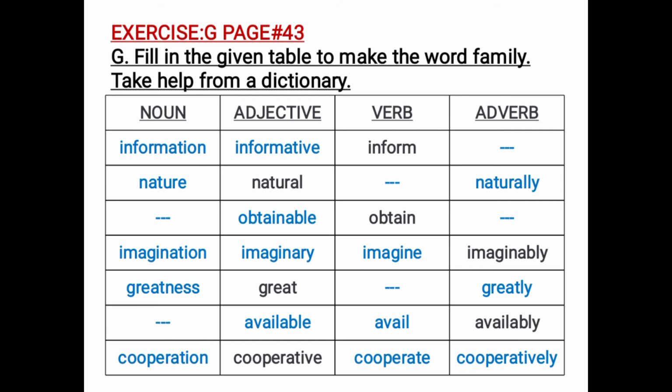The next one is natural. Natural is an adjective and it describes something. When it becomes a thing, it becomes nature as a noun. It has no verb, and the adverb of natural is naturally. Just like that, obtain is a verb, it's an action. When it becomes an adjective, it becomes obtainable. It has no noun and no adverb in its family. Its family is very small.